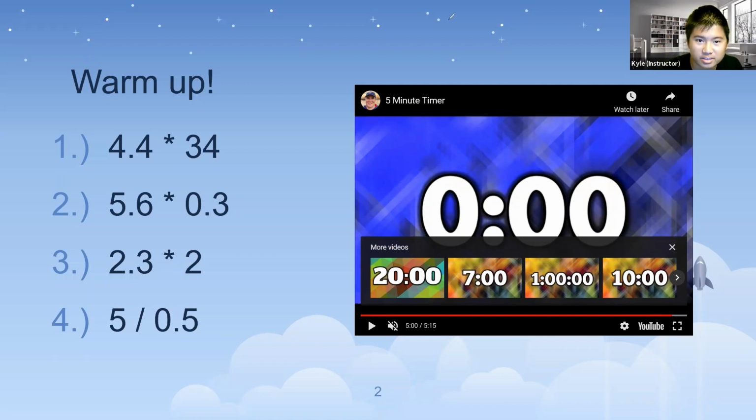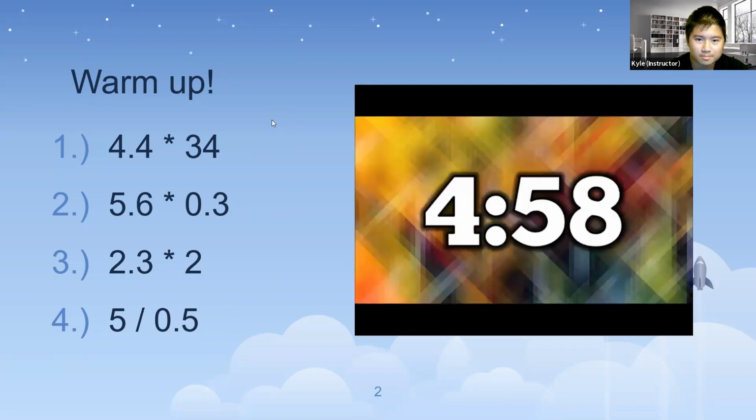Let me give you the answers so you can compare and see if you got the same thing. For the first one, it's 149.6. Second one was 1.68. Third one was 4.6. And fifth one was 10. Did anyone get anything wrong and need to ask me any questions, or can I move on? Okay, cool. Seems like you got that, so let me move on.